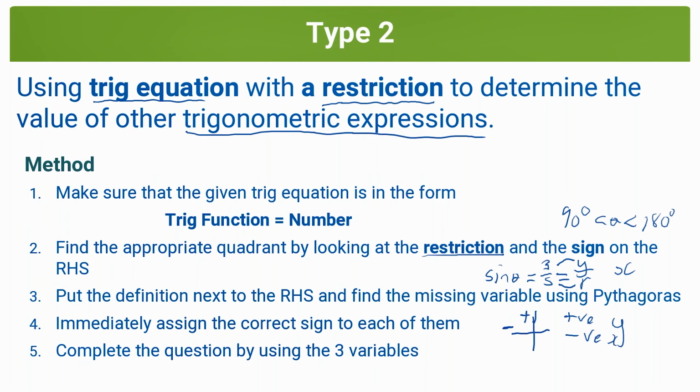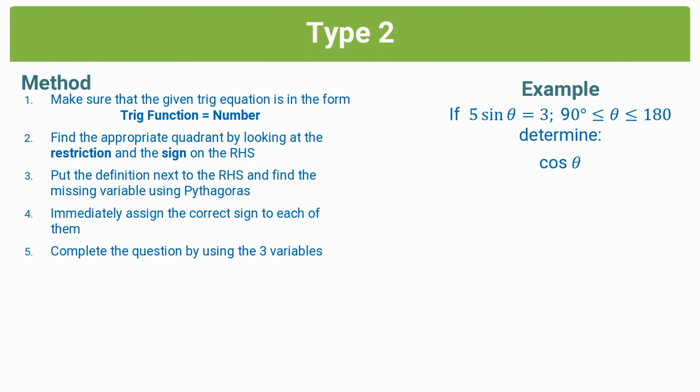So let's go ahead and try an example. We'll keep our method here on the left just so we can go through it. And we'll try this example here, where we are told that if 5 sine theta equals 3 and theta is between 90 degrees and 180 degrees, what would the value of cos theta be?